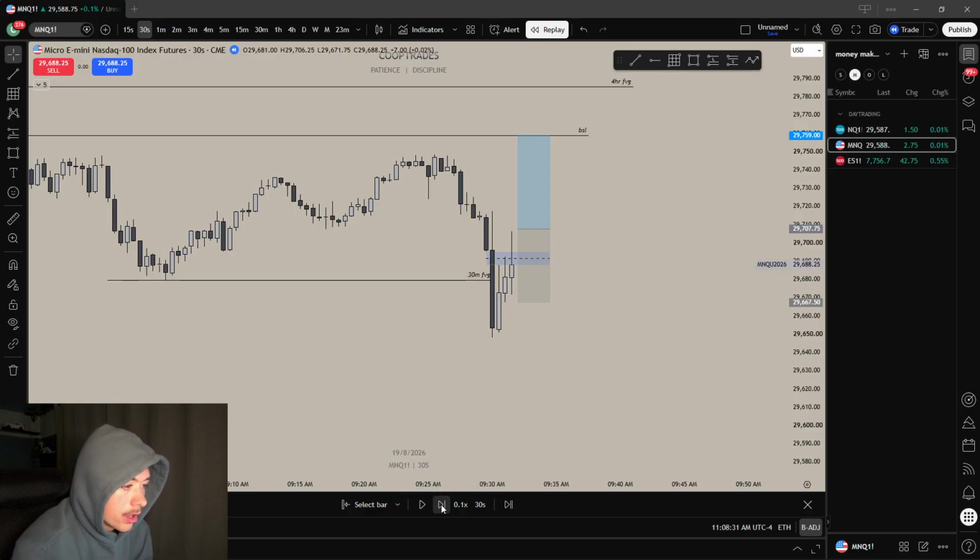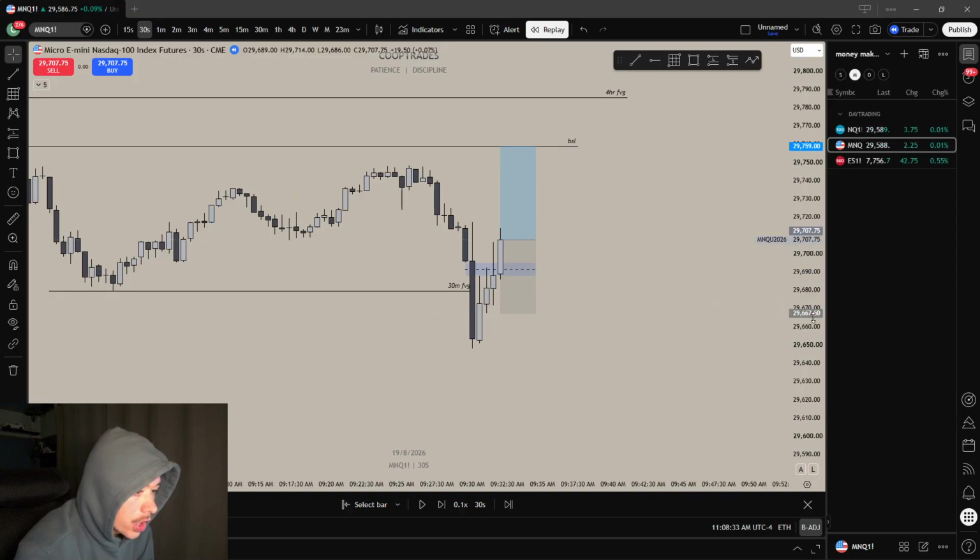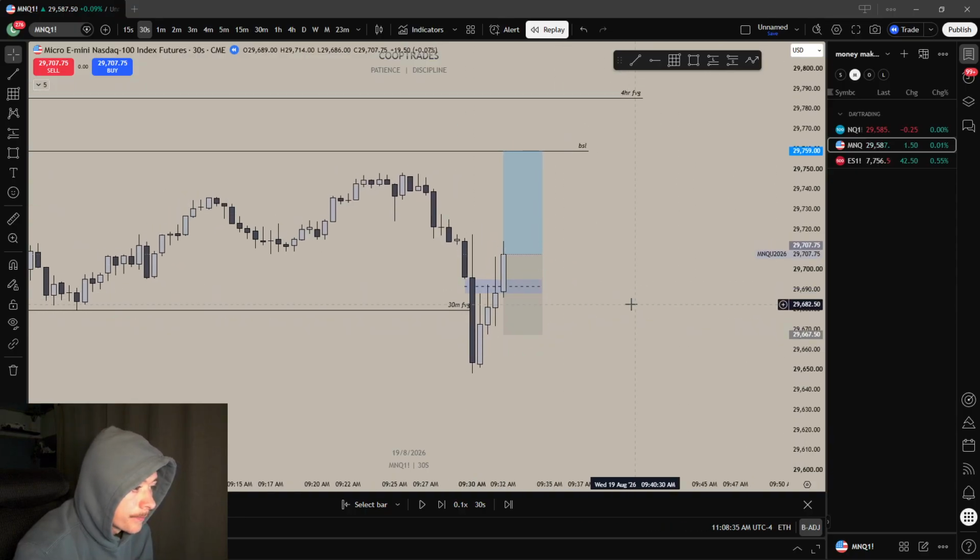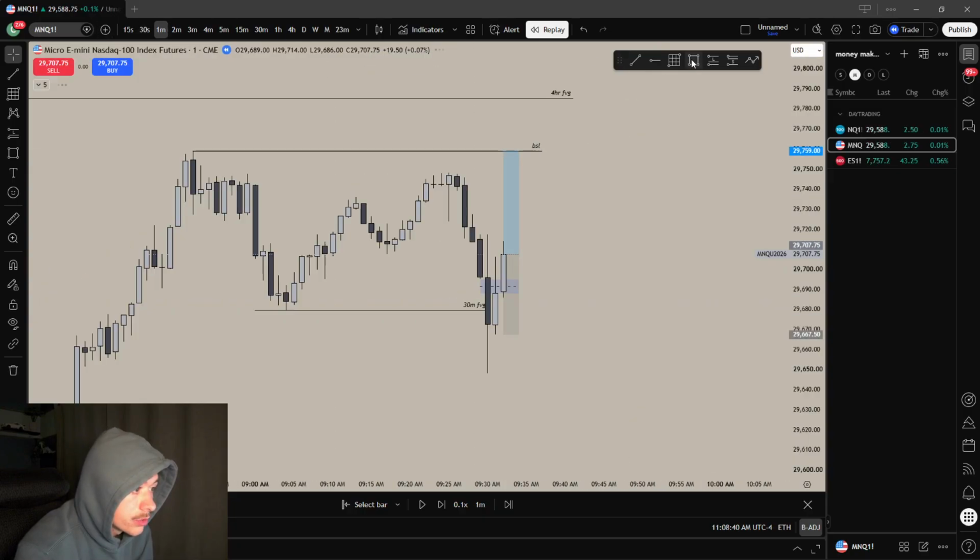So we end up getting that long right here. I took it off of this 30-second IFVG. This is a good entry. Now the problem with this is there was a 1-minute gap right here.